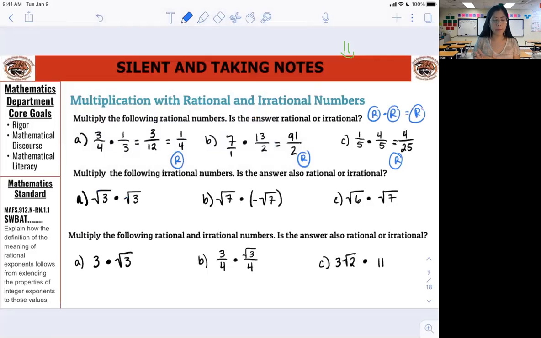Okay, what about irrational times irrational? And again, how do I know that this number is irrational? How do I know off the top of my head that that one is irrational? It's not a perfect square. Any square root other than the perfect squares is irrational. So square root of 3, irrational.